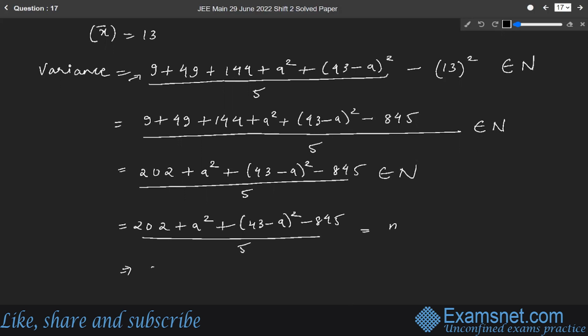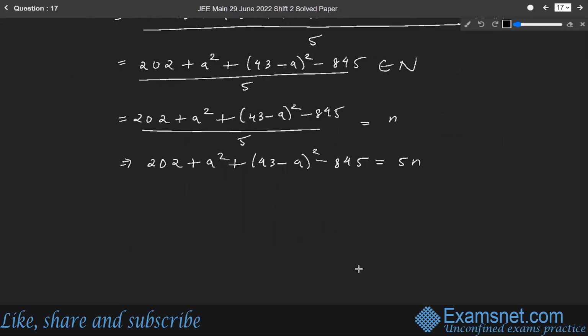So when we cross multiply here, we will have 202 plus a square plus 43 minus a square minus 845 is equal to 5 into n, 5n. Now when we further simplify this value, it will be equal to 2a square minus a plus 1 is equal to 5n. When we take 5n on the left hand side, it will be 2a square minus a plus 1 minus 5n is equal to 0. Okay, so this is the equation which consists of a natural number n and a constant a. All right. This is the equation which we have formed by using the formula for variance.